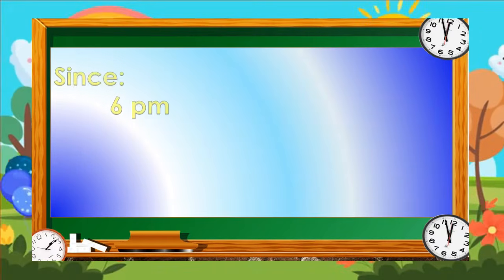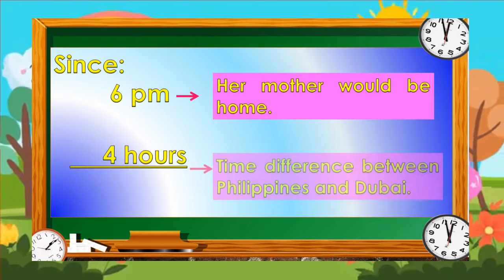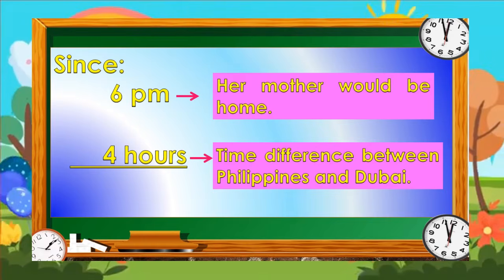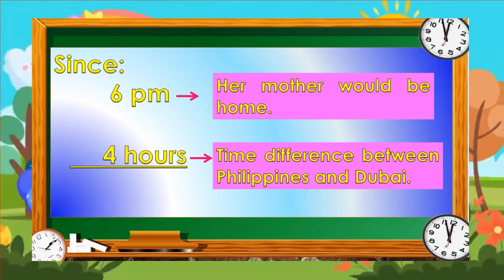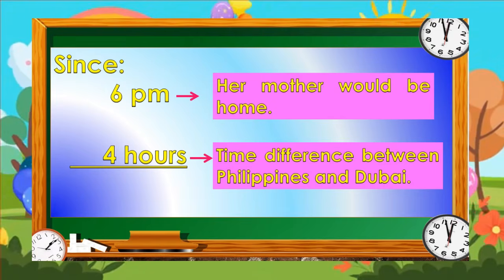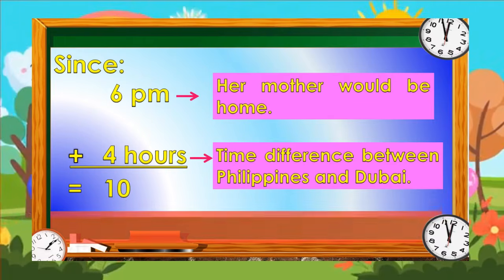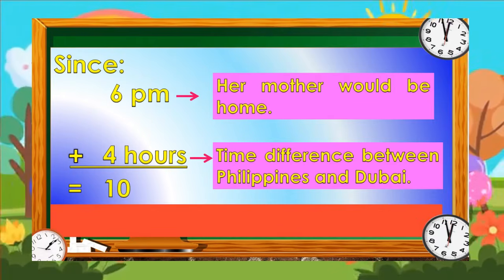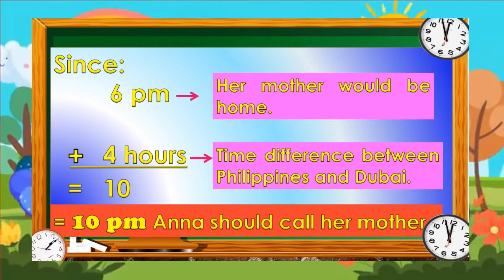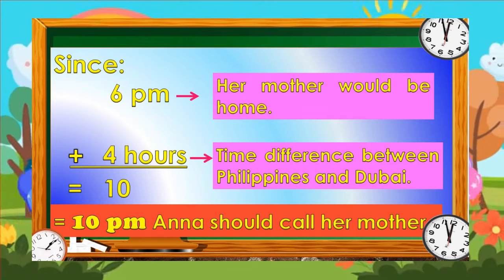Since 6 p.m. is the time her mother would be home, and 4 hours is the time difference between the Philippines and Dubai, because the Philippines is 4 hours ahead of Dubai, and we are looking for the Philippines time, we will add these two numbers. 6 plus 4 equals 10. Now, the question is, what time should Anna call her mother? The answer is 10 p.m. So by 10 p.m., Anna should call her mother.